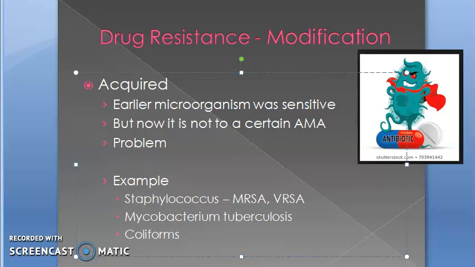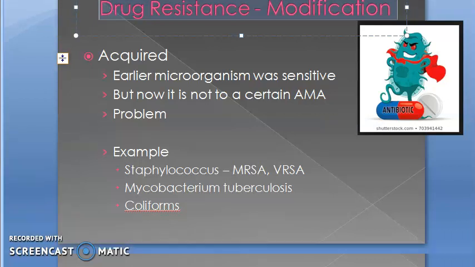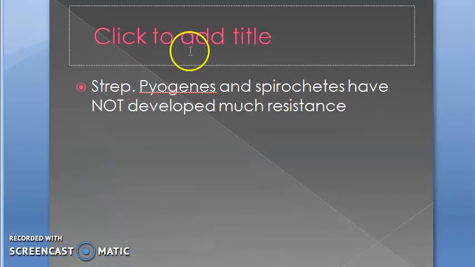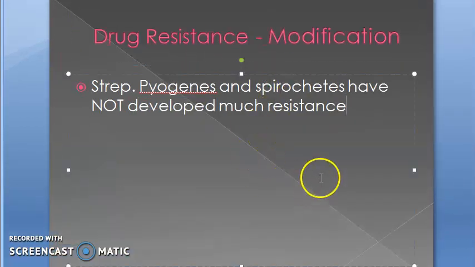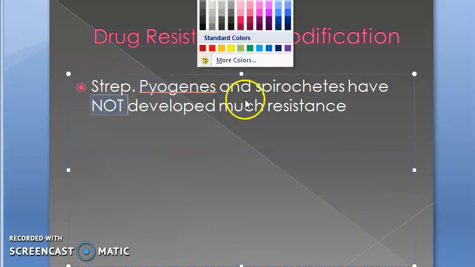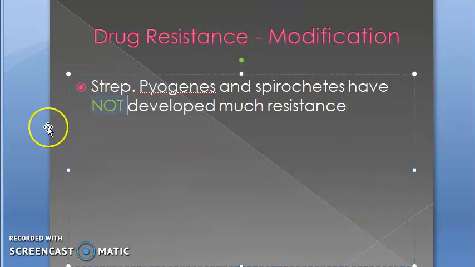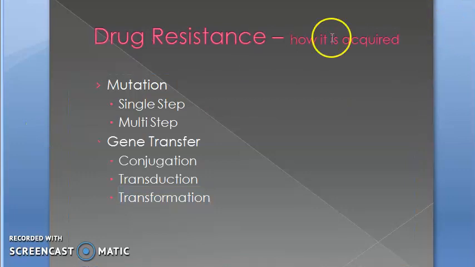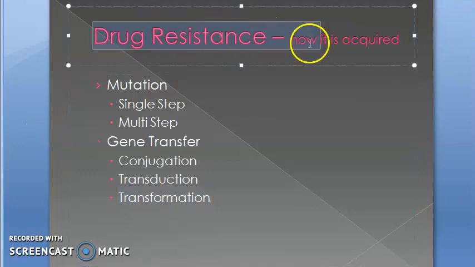There are some other bacteria which don't develop significant resistance, for example Streptococcus pyogenes and spirochetes. These don't develop much resistance. This is a green signal for us, right? Very good. Now let us see how exactly the drug resistance is achieved.